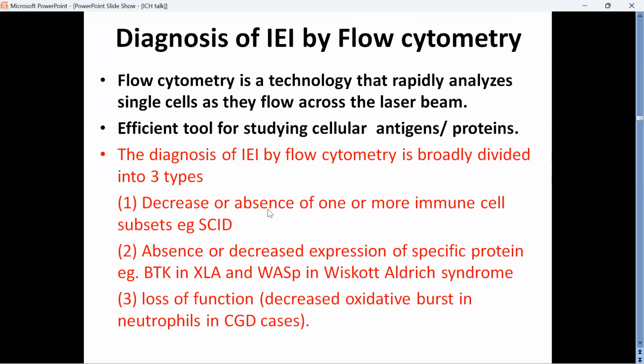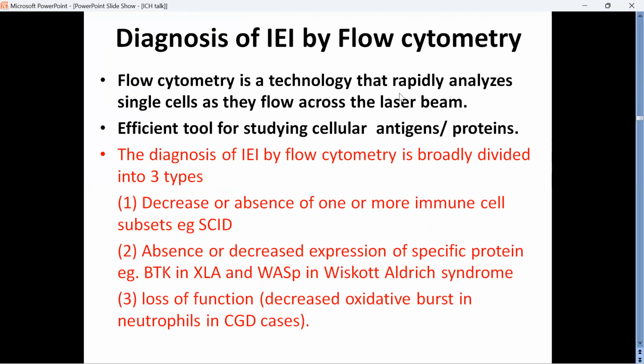Now, the diagnosis of inborn errors of immunity by flow cytometry. As I discussed, flow cytometry is a technology that rapidly analyzes cells. This is very important, because the beauty of flow cytometry is that it can analyze say 10,000 to 1 lakh cells in 1 second. It is so fast.